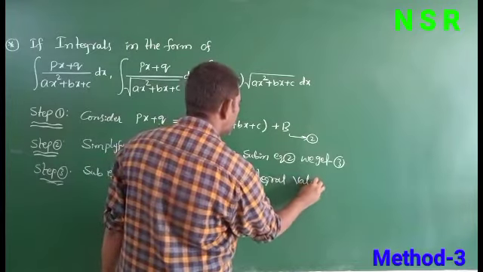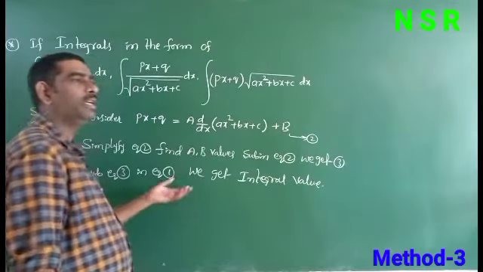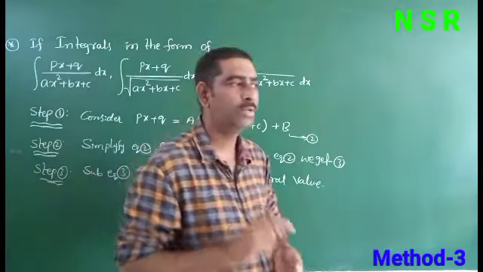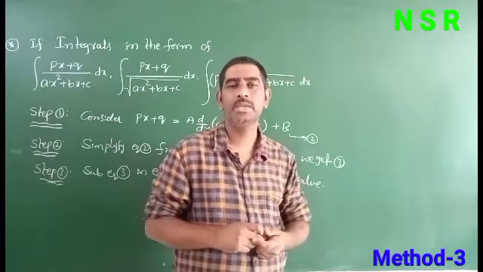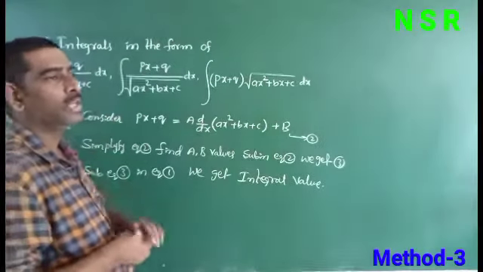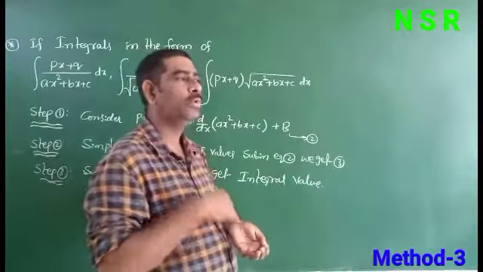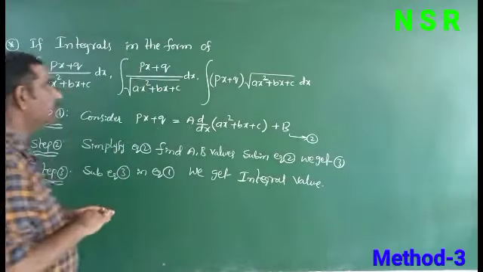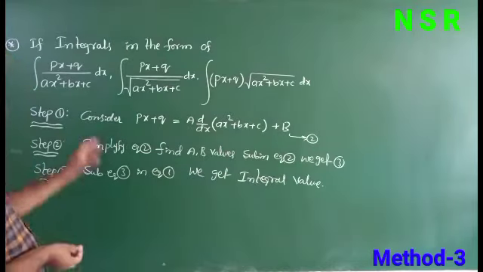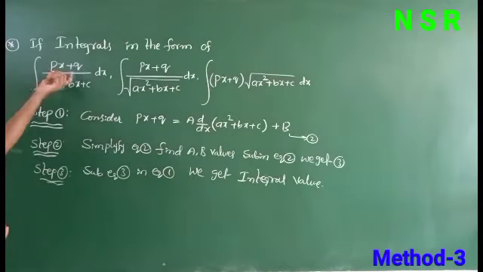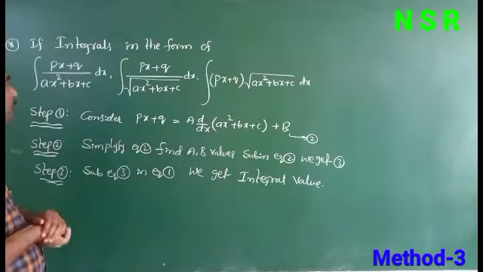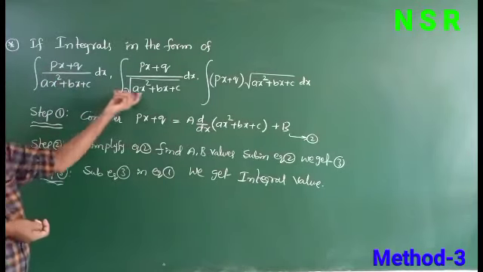So this is the process of method 3. In the first method we have a sin x, b cos x plus c only in the denominator. In the second method we have sin x, cos x in both denominator and numerator. Now in the third method we don't have any sin x and cos x, we have only constants, px + q, and one quadratic expression. So the integrals are in this form.